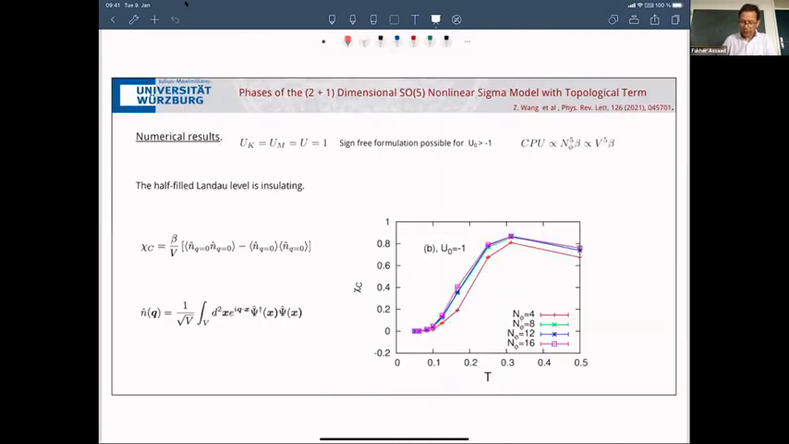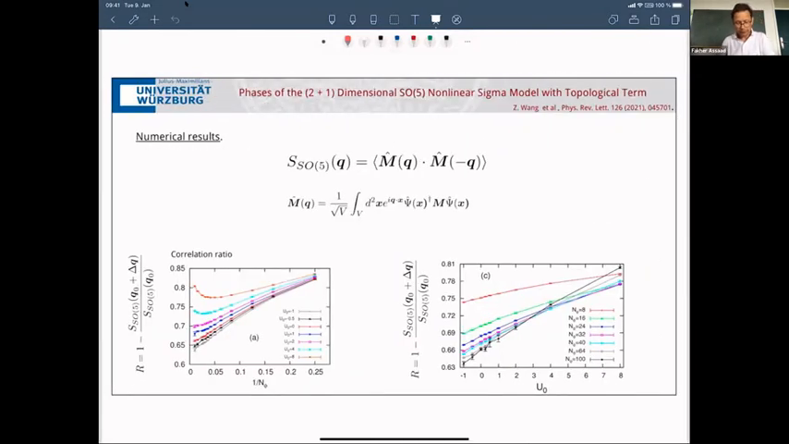Now, what are the phases of this insulating state? These are the correlation ratios again, correlation ratios for the SO5 order parameter. And you see that there is a U0 here where there seems to be a crossing. On the right-hand side, this is really growing. But on the left-hand side, it's a bit ambiguous because it seems to scale to something which is finite. It doesn't seem to go to zero as in an ordered state.